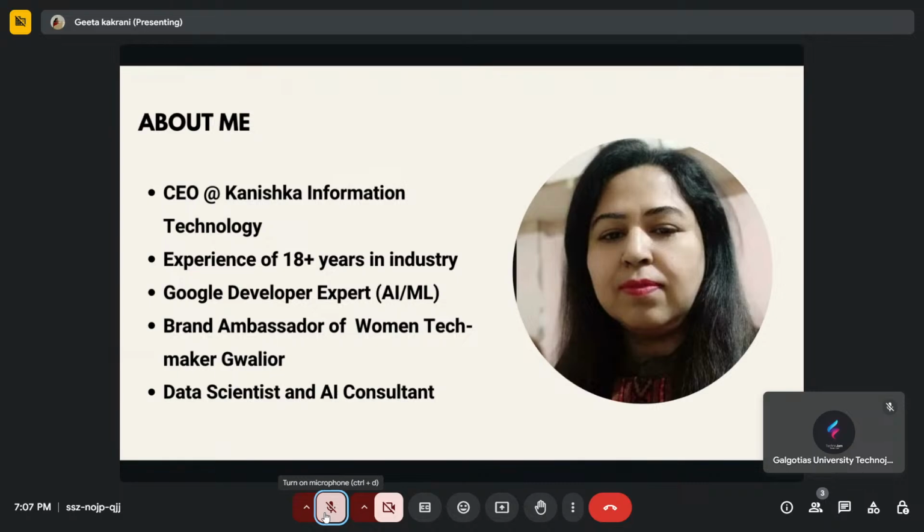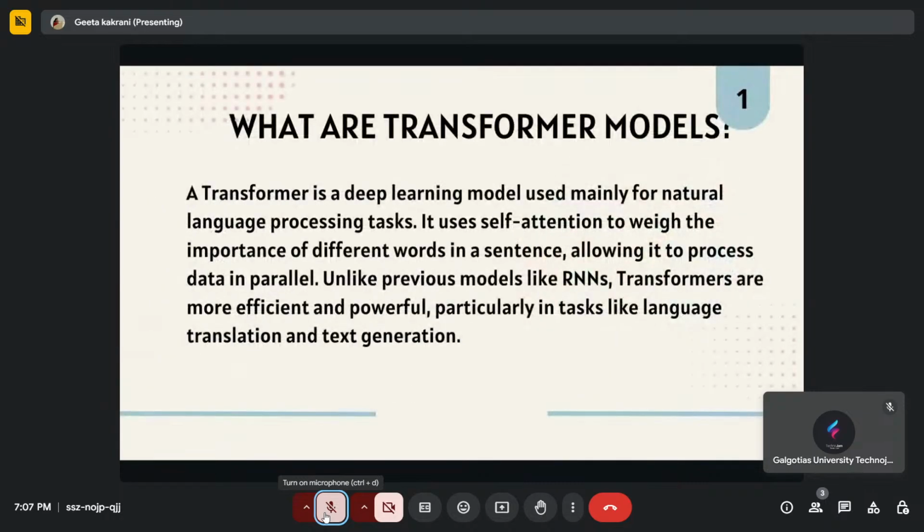So let's turn to today's topic. This is today's topic: what are transformer models, and actually what are transformers. Before I start the presentation, I want to tell about the transformer, what it is and how it works, because the transformer is a very important base point of today's technology like generative AI.